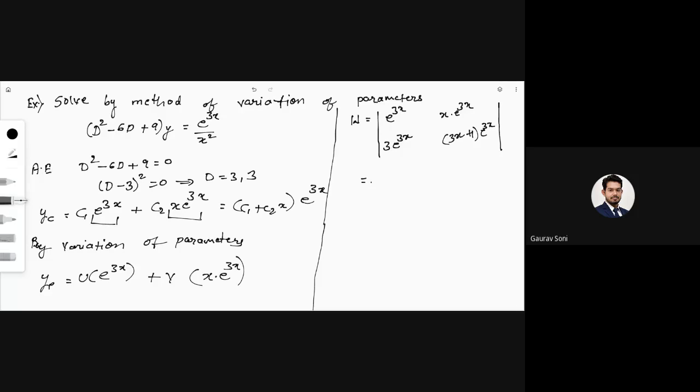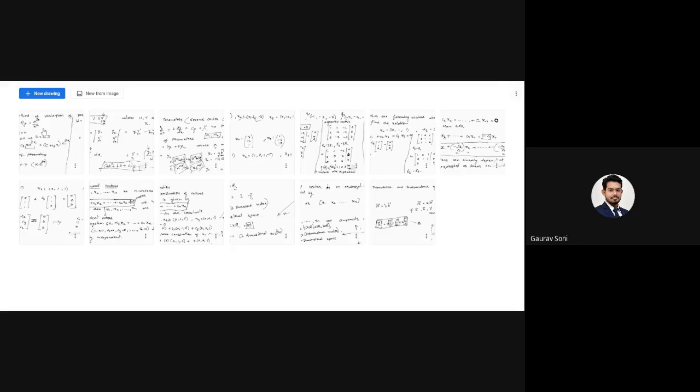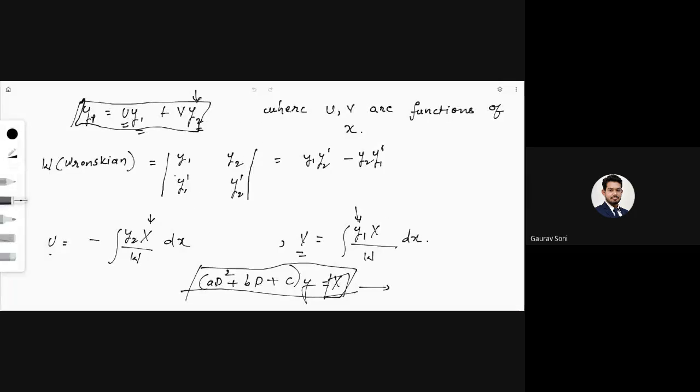Sir, can you repeat it once again? The Wronskian whole. Wronskian, as I said in the previous slide, what is a Wronskian? Y1 you have to write down, then you write down y2, and in the second row you take the derivative of each of them. So y1's derivative is y1 dash, y2's derivative y2 dash, and then you are taking the determinant of it.